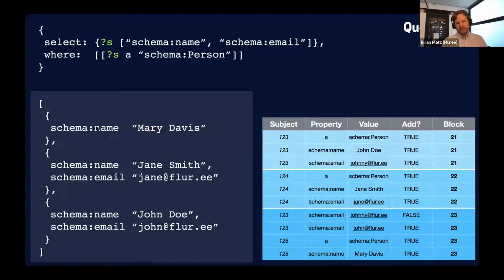And here are our results. We pulled out the schema name and schema email as we defined in the select clause for each of those subjects. Recall Mary did not have an email, which is why we don't see an email coming up for Mary there.